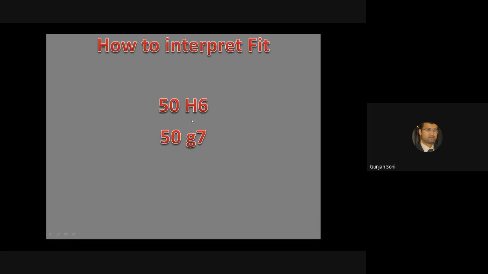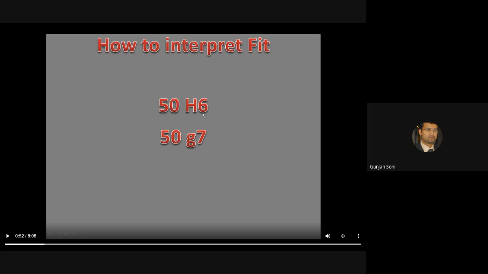As you see here, the capital letter indicates the fundamental deviation for the hole, and the small letter indicates the fundamental deviation for the shaft, and the digit following the fundamental deviation is the IT grade or tolerance grade. So the IT grade, which we have just read, IT01, IT02, like that. So it is representing IT6 and IT7. The hole is of IT6 grade and the shaft is of IT7 grade.